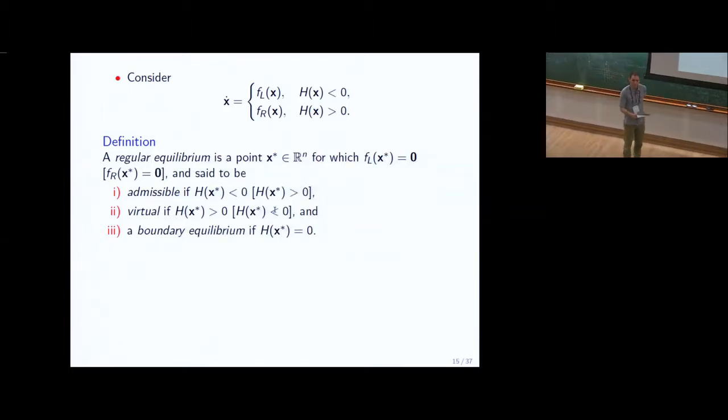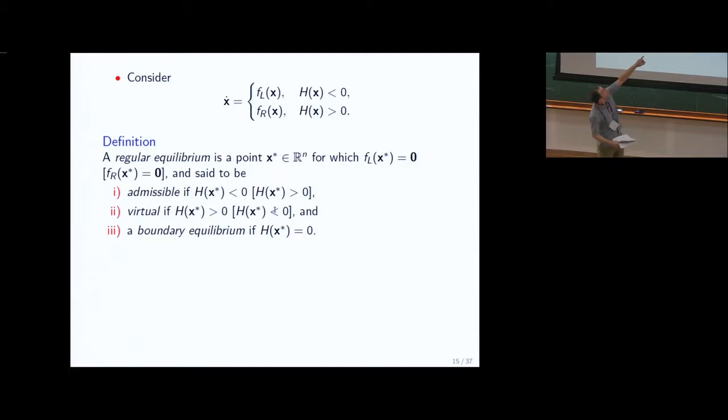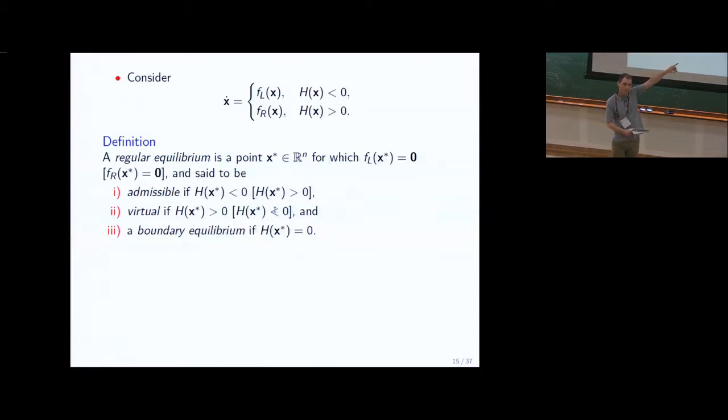Okay, so now we're going to think about equilibria of piecewise smooth systems. Here's our piecewise smooth system with one switching manifold. A regular equilibrium is what we mean by an equilibrium of either FL or FR. So a regular equilibrium is a point x star for which either FL of x star is 0 or FR of x star is 0.